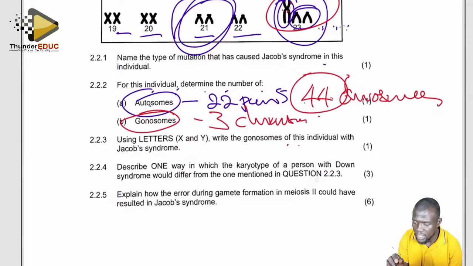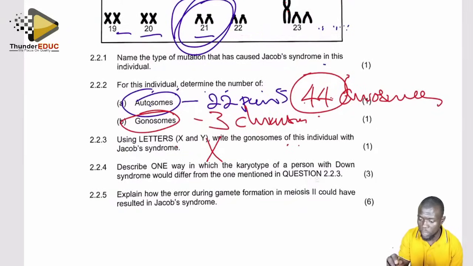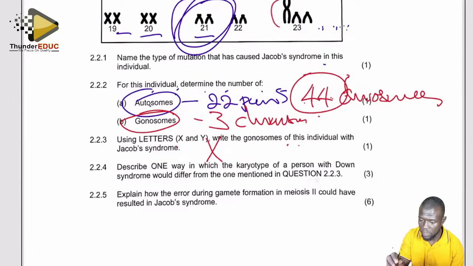So we see that this is X, the one which is long is X. Let me clear it up so that you're able to view. This is X, this is X, this is X, and then this is Y. So basically that is it.